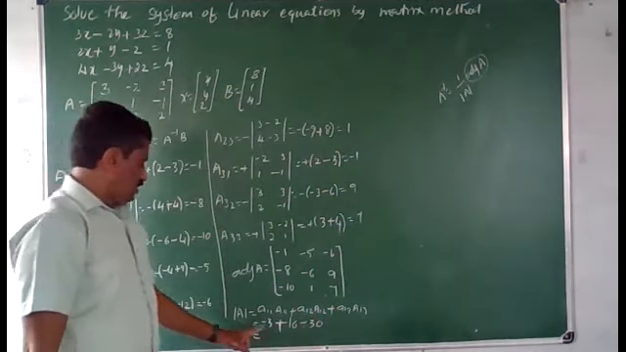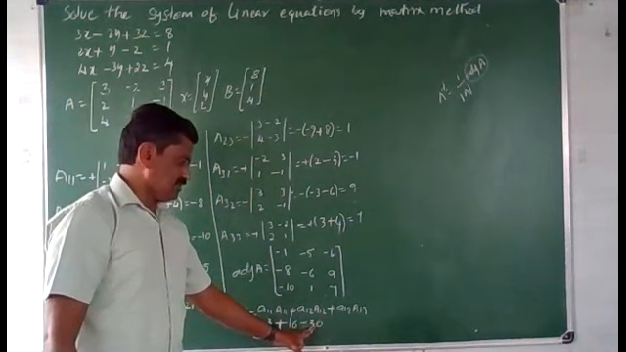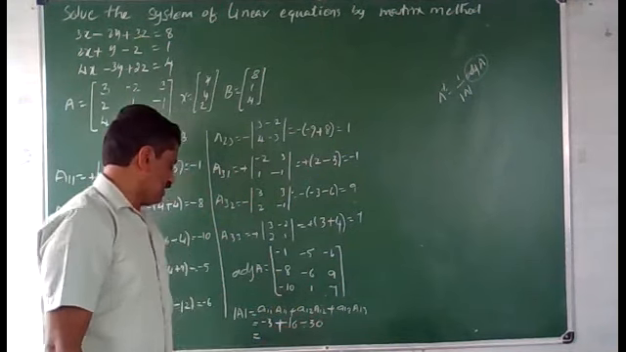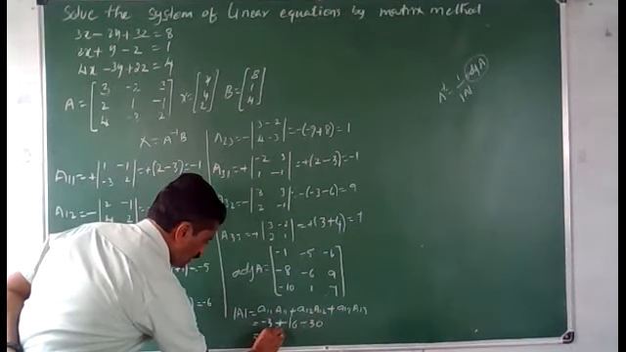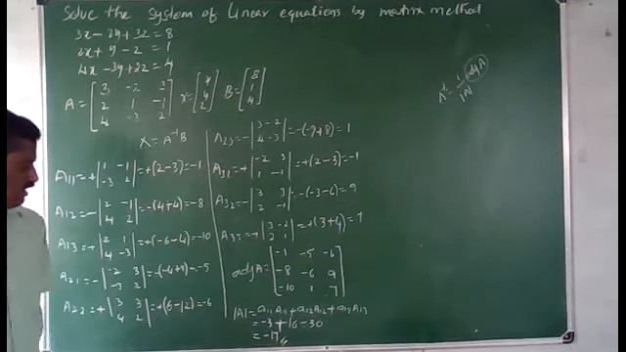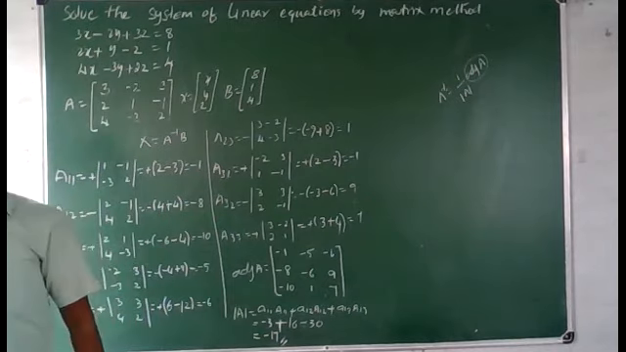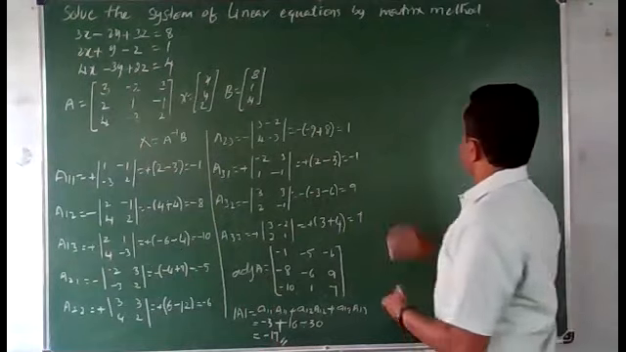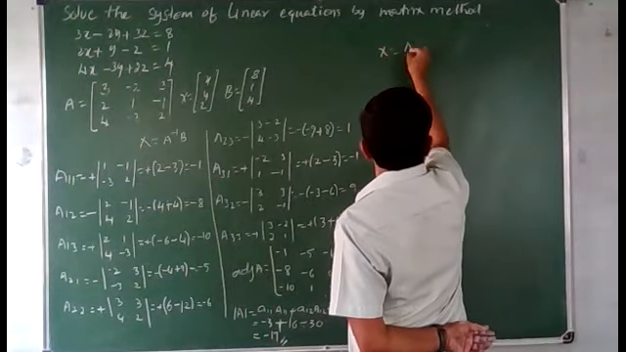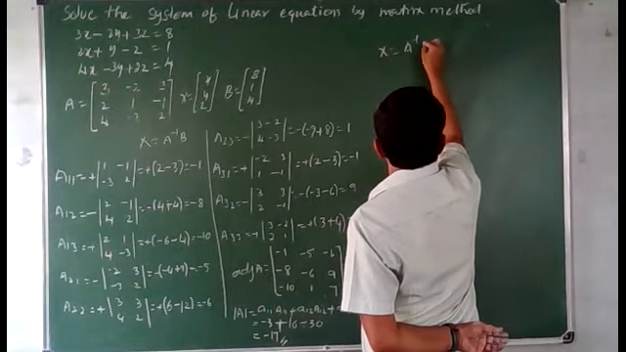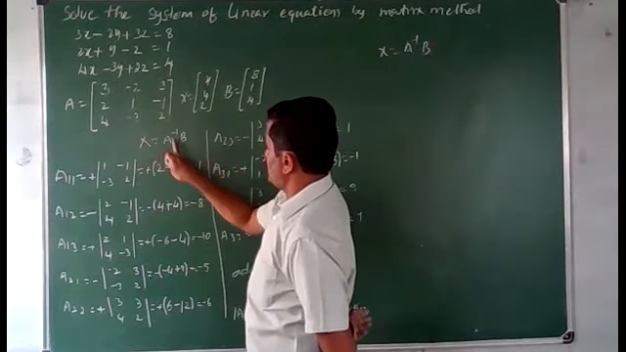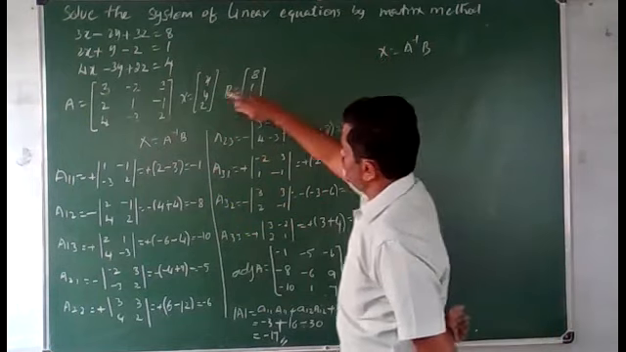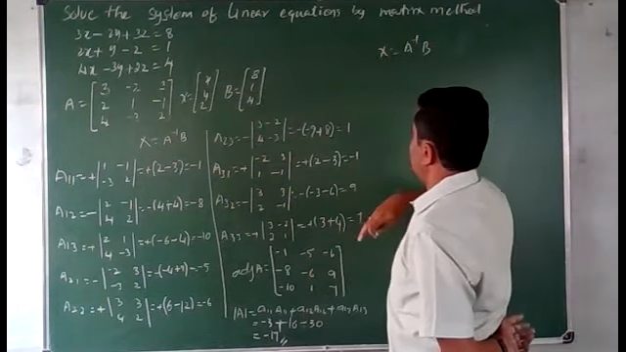So we have minus 3 minus 30, minus 33, and plus 16, we have minus 17. So we got the value of the determinant of A. Therefore now we have to find A inverse times B. X is equal to A inverse into B. We have the formula. What is X? It is a matrix having elements x, y, z, which we need to find.